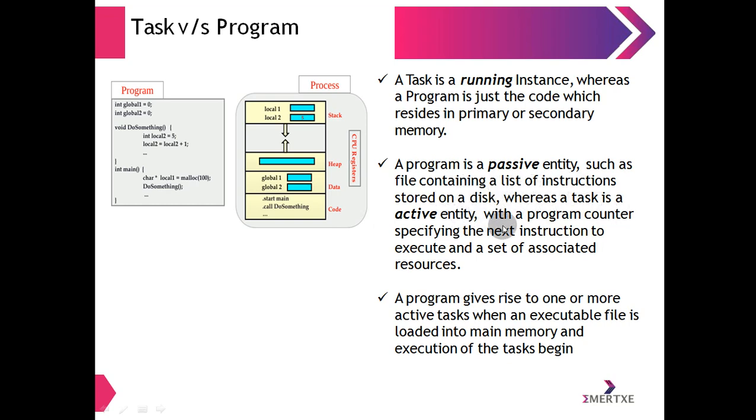is an active entity with a program counter specifying the next instruction to be executed and a set of associated resources. A set of associated resources will be allocated to the specific next instruction, with the program counter specifying the next instruction to execute. So this is an active entity. The task is an active entity. A program gives rise to one or more active tasks when an executable file is loaded into main memory and execution of the task begins.